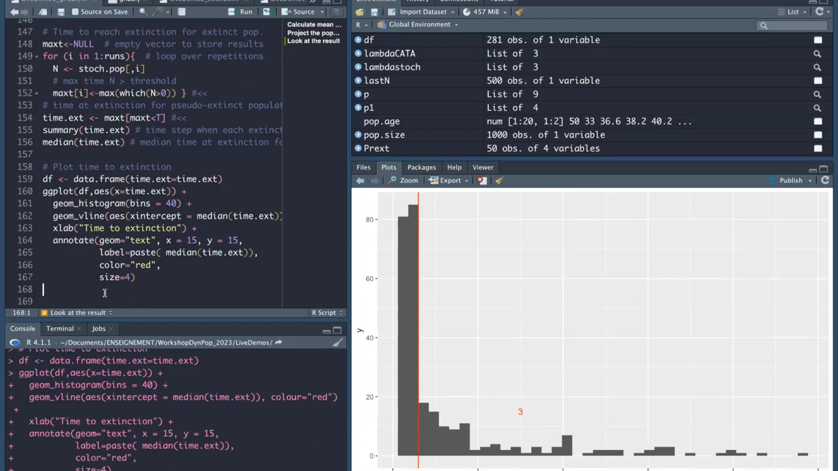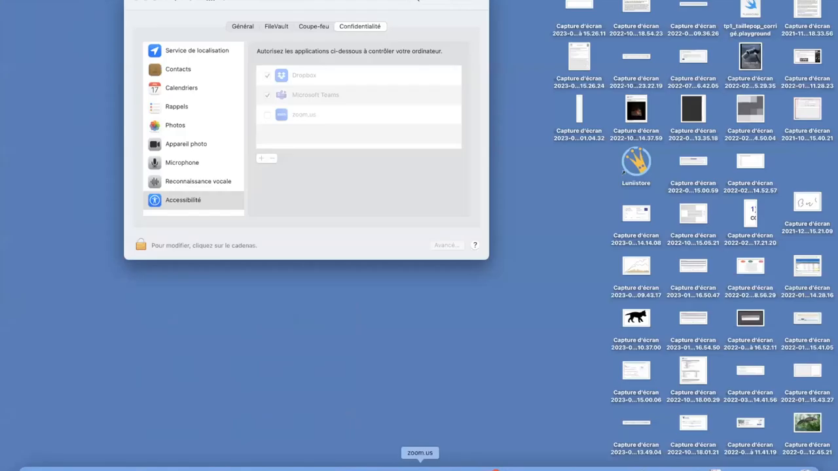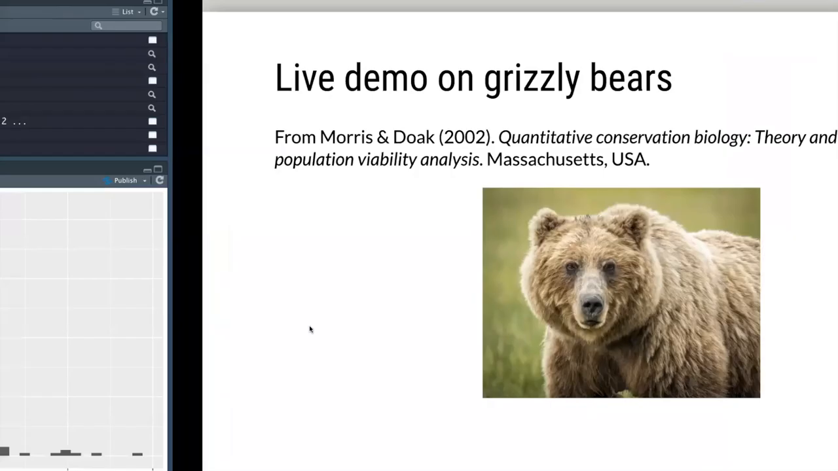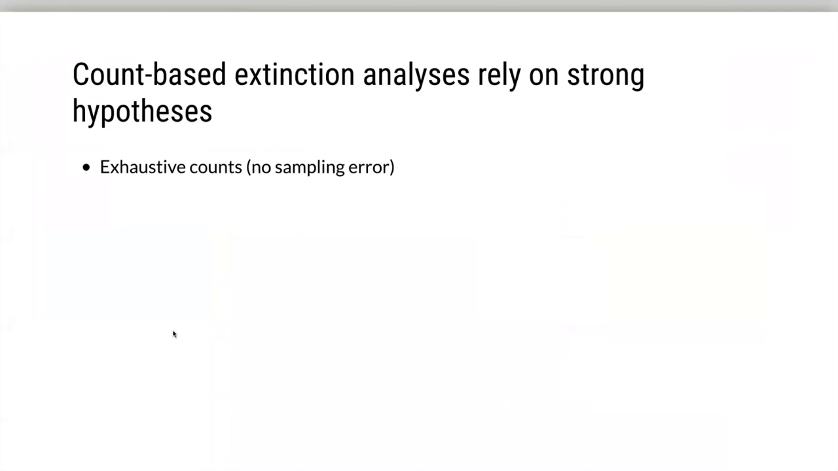Okay, so you can probably take some time to go through this code by yourself. I just have one or two slides left to sum up what we just said. So count-based extinction probability analysis relies on strong hypotheses. We just assume that the data we use are exhaustive counts, so we do not consider sampling errors on the estimate of population size. There are some models that can do this, for example, state space models, but that includes a bit more complex model than what we just used.